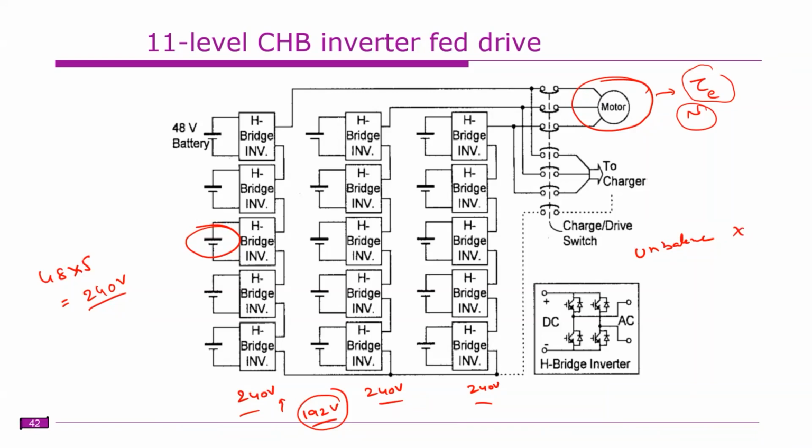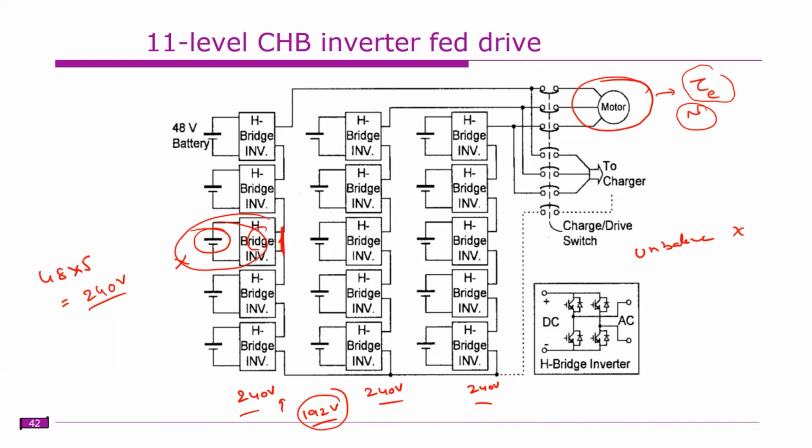One of the simplest solutions is, say this bridge is damaged, right? Here, we will bypass this one. There will be some switches. If one bridge is damaged, either there is a failure in the inverter or a failure in the DC source, we have some bypass switches there, so that bypass switch is connected. That means this entire bridge is bypassed.